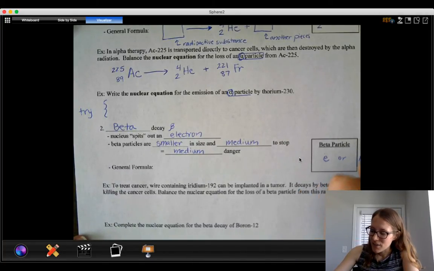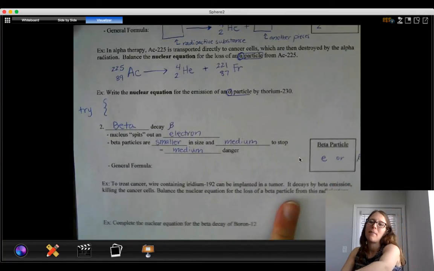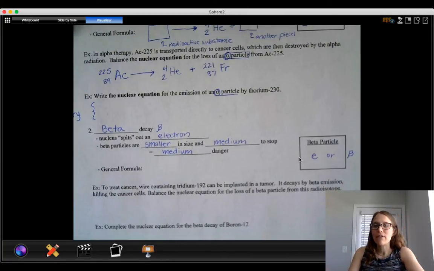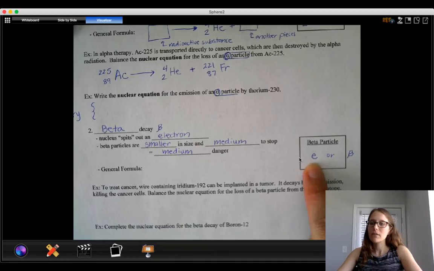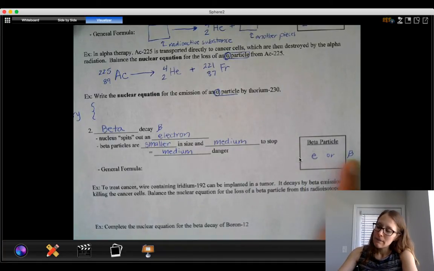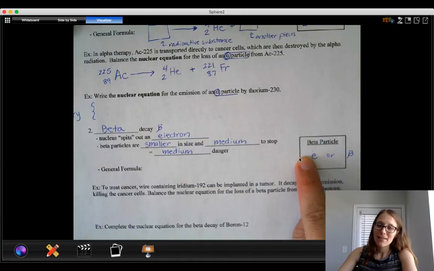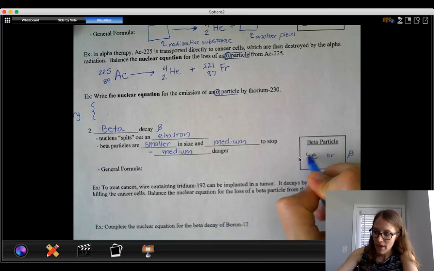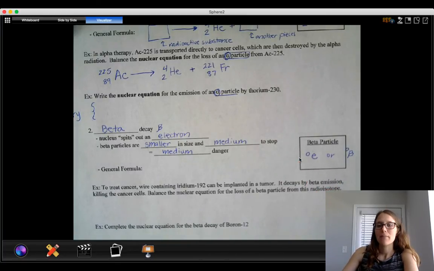All right, so two ways to write the beta particle. I can write an E for an electron, that's what I'm going to write, or you can write the beta symbol, the B with the curly tail. The number on the top should be the mass number. So the mass of an electron, we've said up to this point, electrons don't have any mass. So we have 0 for the mass number.